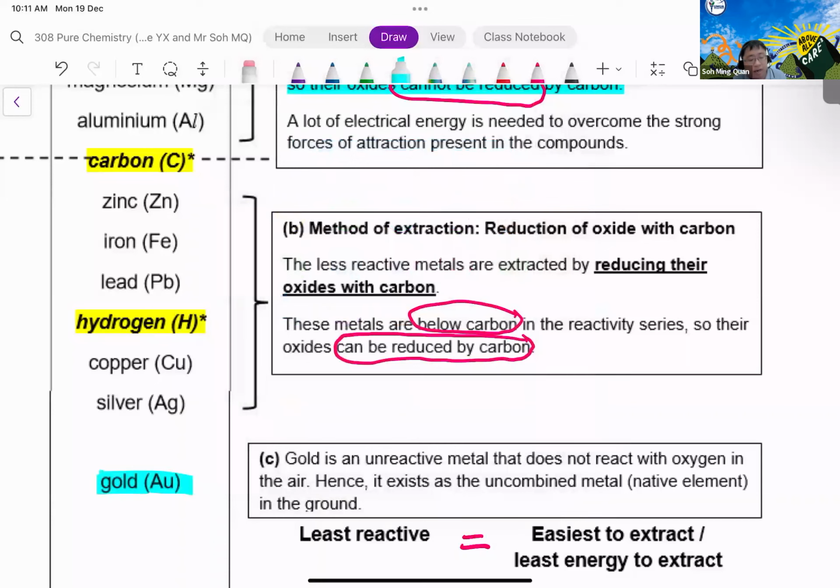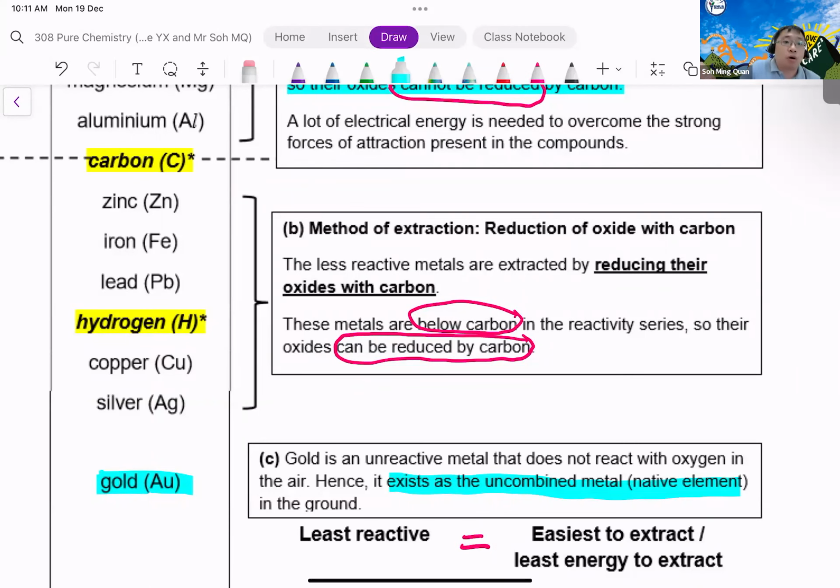Gold is one of the interesting elements because it exists as an uncombined metal, or the native element. Native element means it has not combined with anything else. So gold can easily be found on its own, uncombined, native in the soil. So how then do you extract gold? Well, all you need to do is to find the gold. Gold is usually found in the river bed, the bottom of the river. So you go to the river bed, then you find the gold.